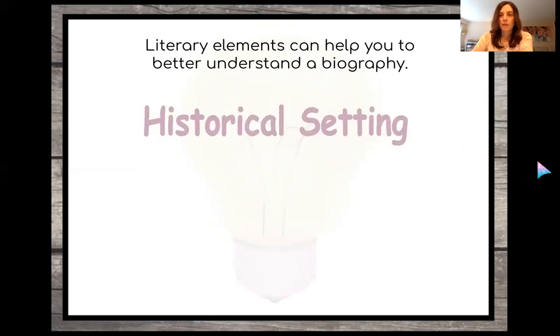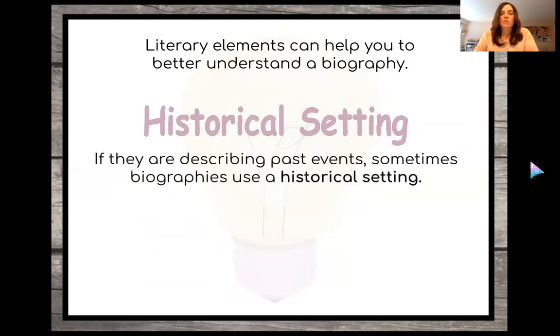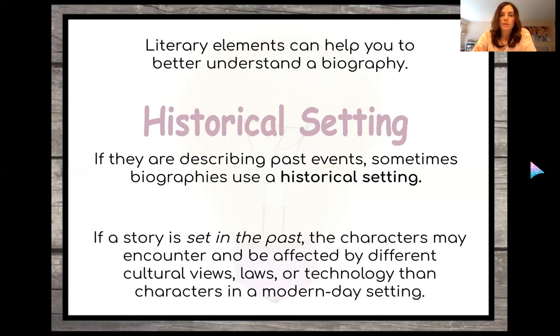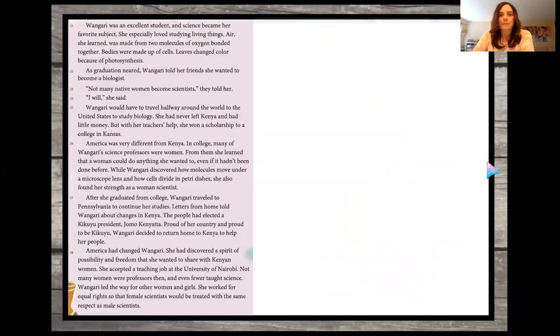Specifically for the setting, there is a term called the historical setting. So if the author is describing past events or things that happened prior to current day or in a different country, they sometimes use a historical setting. For example, if the story is set in the past, the characters may encounter and be affected by different cultural views, different laws, or technology than characters in a modern day setting. You won't see a character in a story set way back in history using a cell phone, as an example.